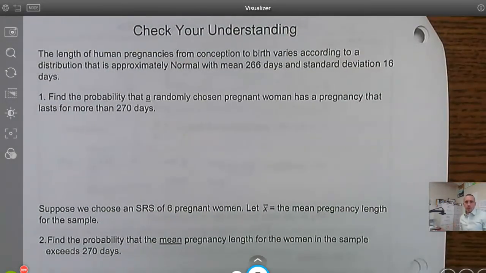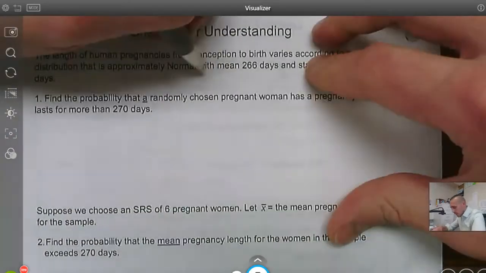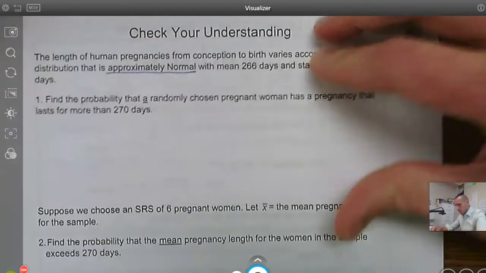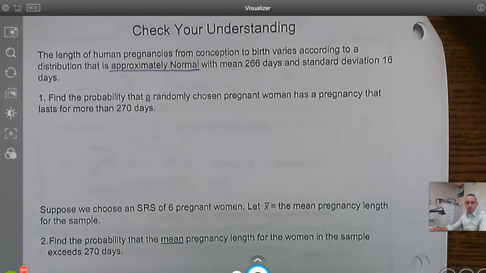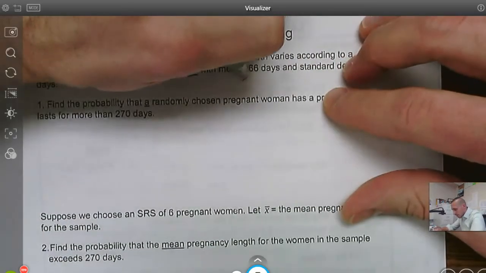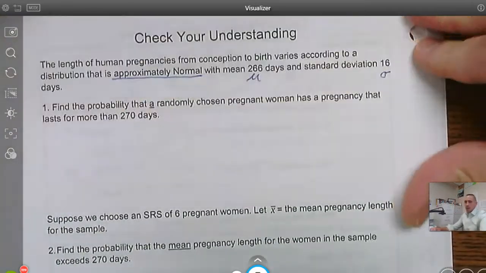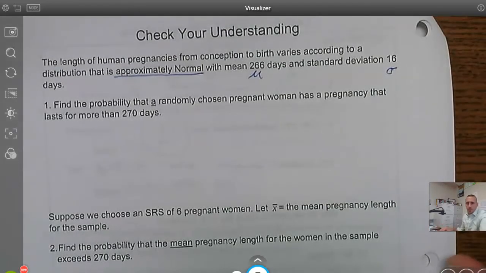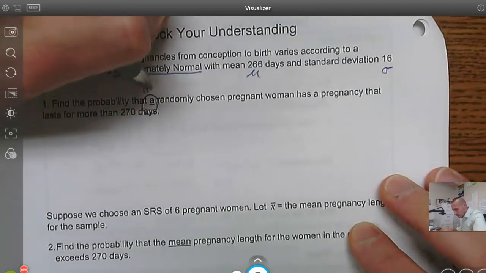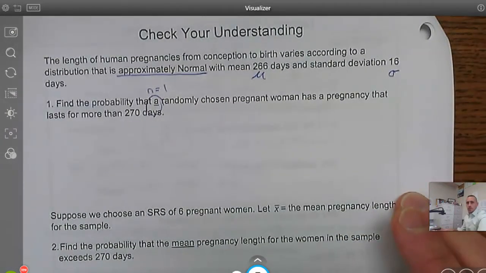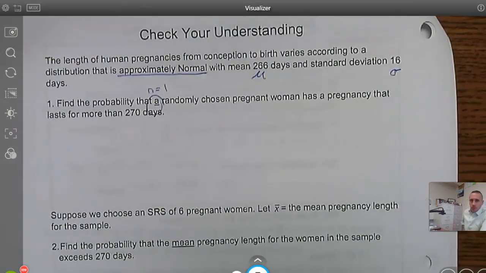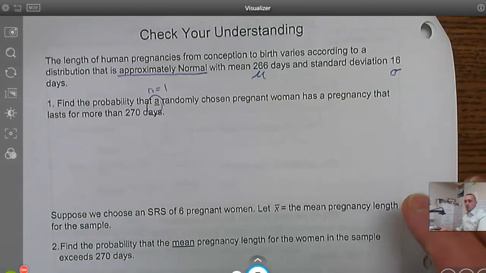The length of human pregnancies from conception to birth varies according to a distribution that is approximately normal. This is really important. The mean is 266, so this is from the population. This is mu, and the standard deviation is 16. This is, again, from the population. That is sigma. Find the probability that one randomly chosen pregnant woman, your sample size is 1, has a pregnancy that lasts for more than 270 days.